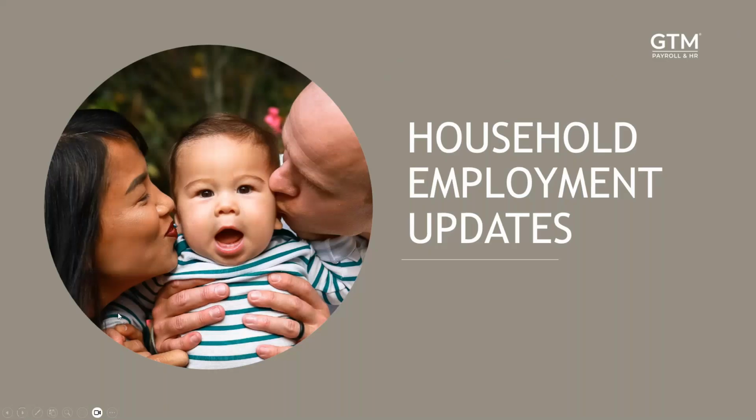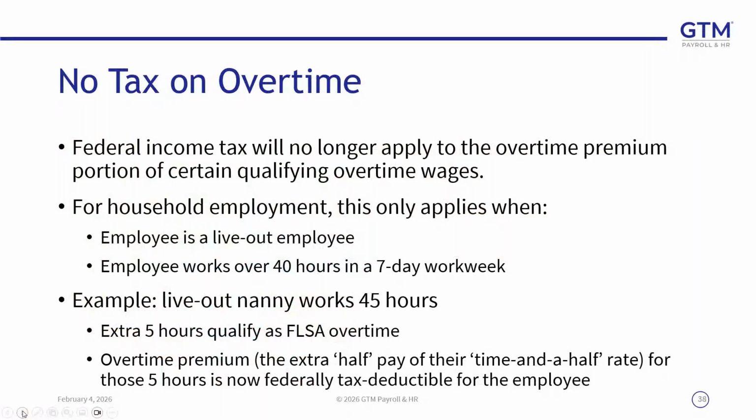All right. So now let's take a look at some updates in the household employment industry. The One Big Beautiful Bill Act was introduced, and it introduced the no tax on overtime rule. While it doesn't change how you or your clients run payroll, it directly affects an employee's federal income tax liability. Federal income tax will no longer apply to the overtime premium portion. That's the half of the time and a half of certain qualifying overtime wages. This change is retroactive to January 1st of 2025.